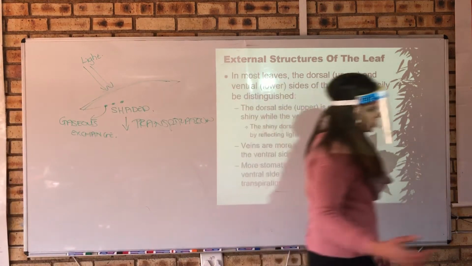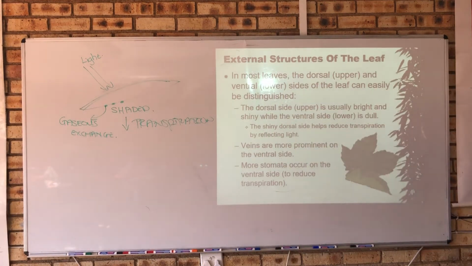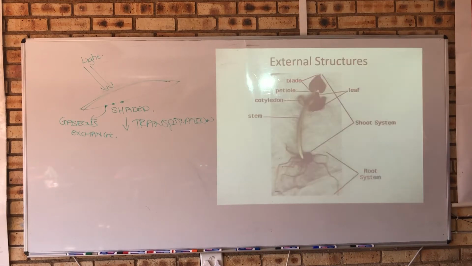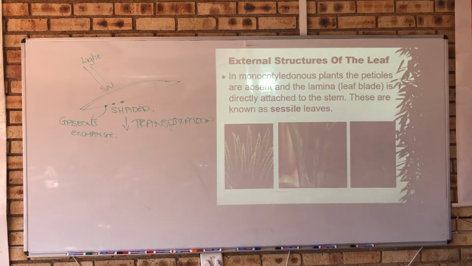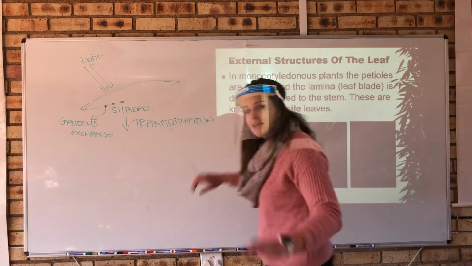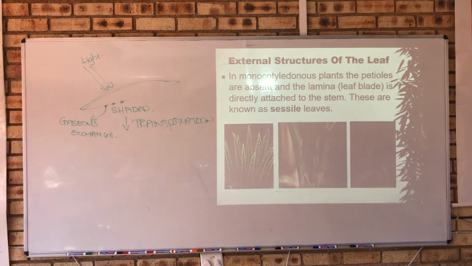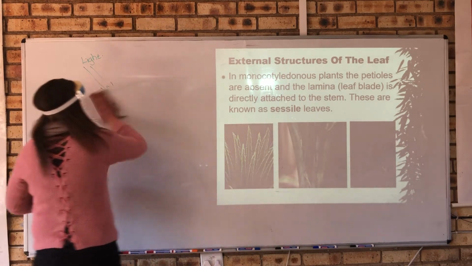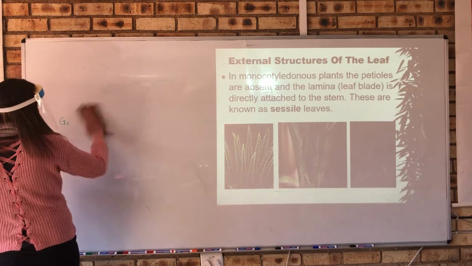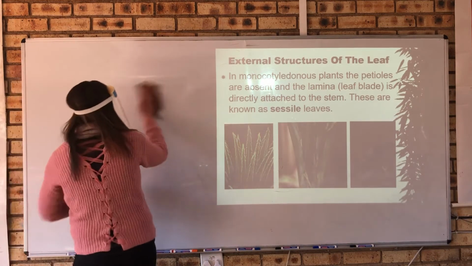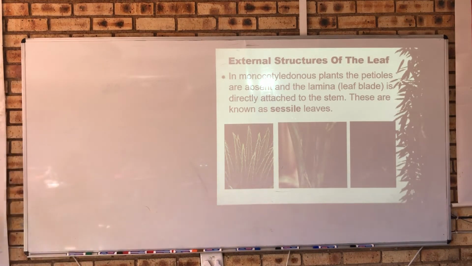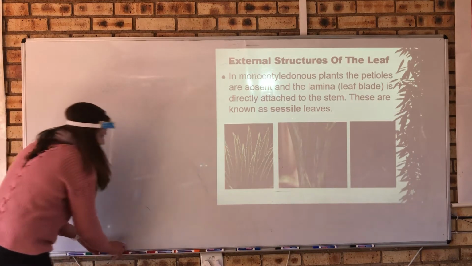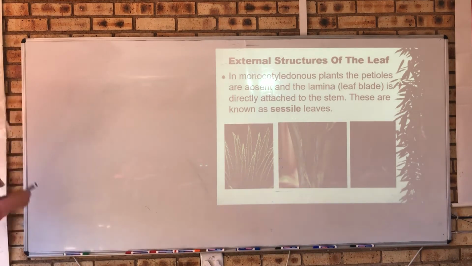Are there any questions? Sorry, one more slide before that's all. In monocotyledonous plants, remember yesterday we spoke about dicotyledonous and monocotyledonous, yes? We know what that means? Yes? Cool. So in monocotyledonous plants, there are two differences. One we discussed yesterday. Their veins are parallel. They run parallel in the leaf, okay, in monocotyledonous plants.